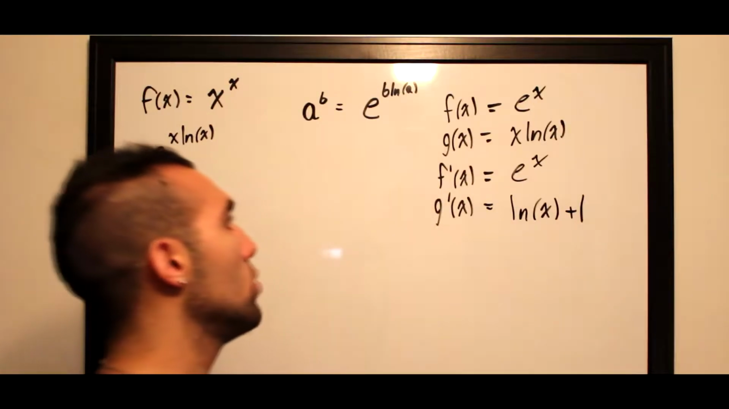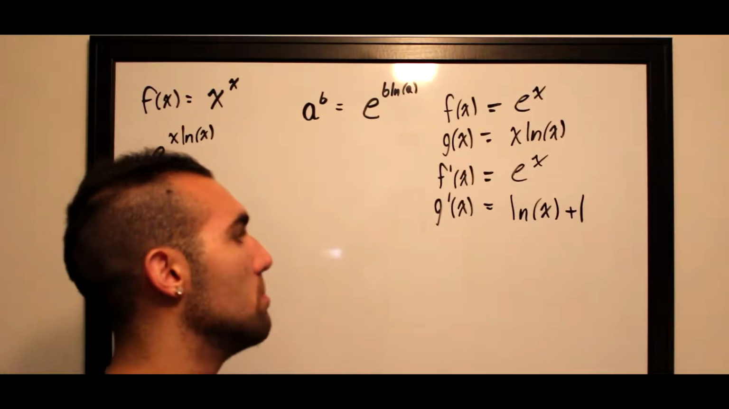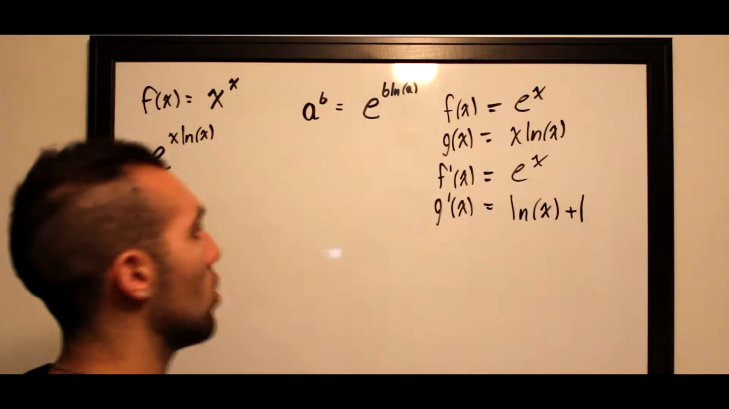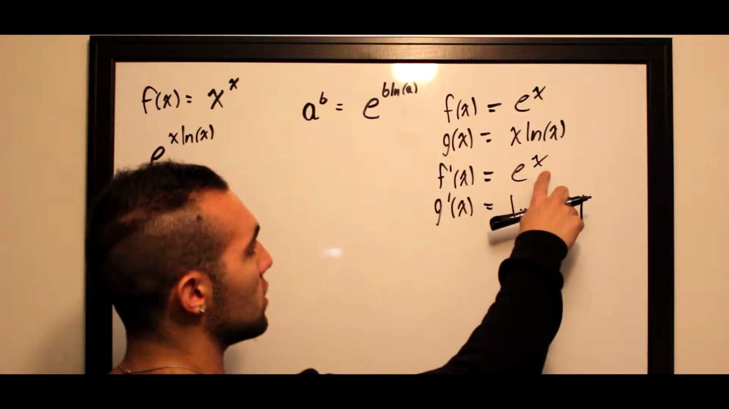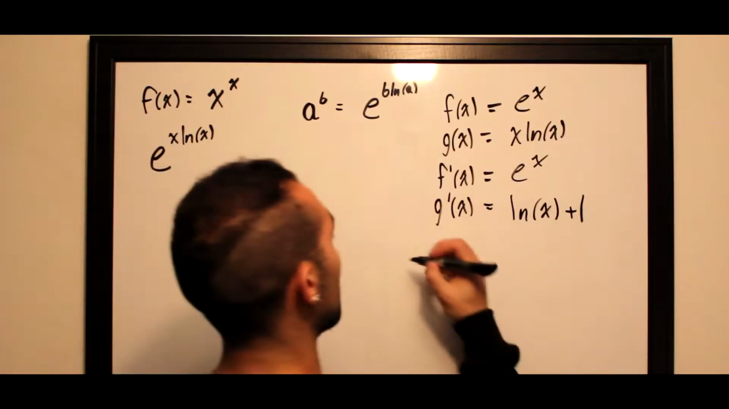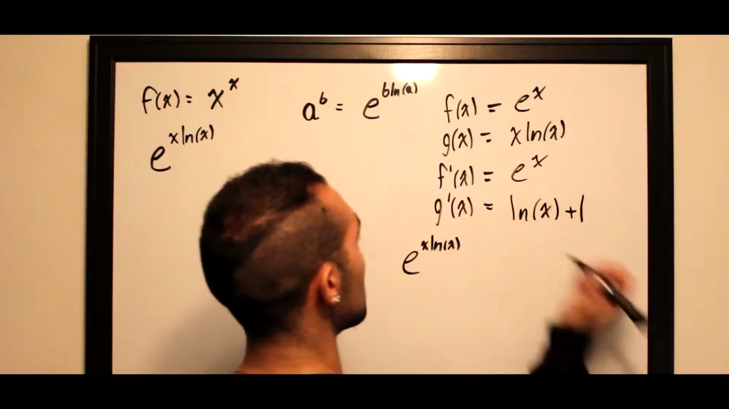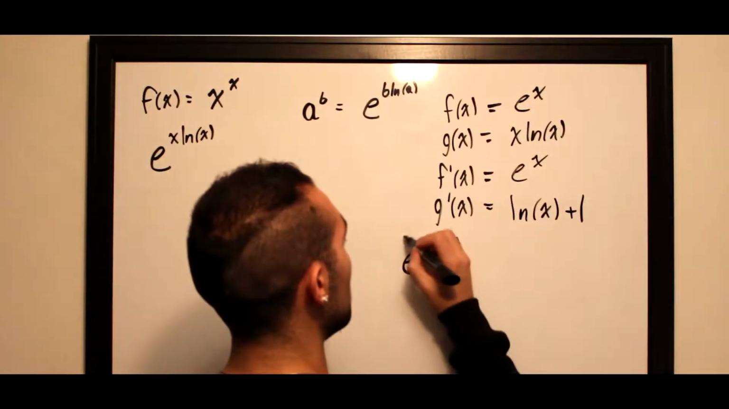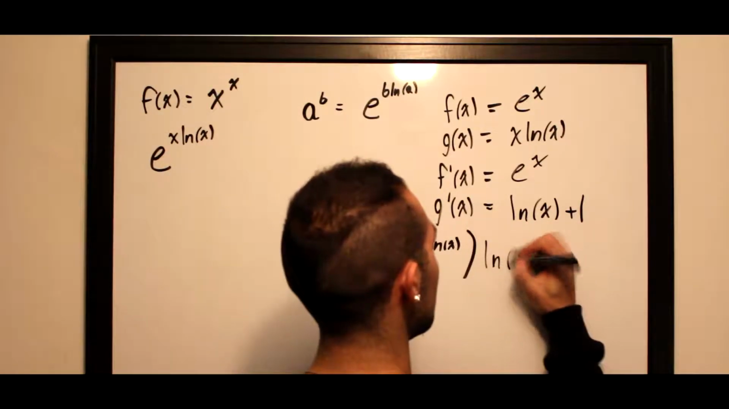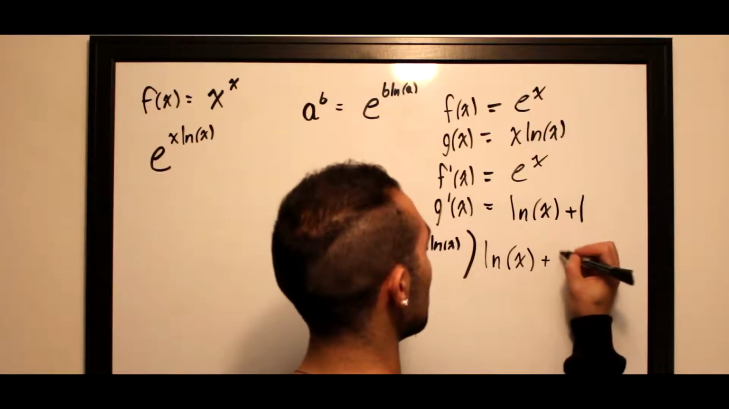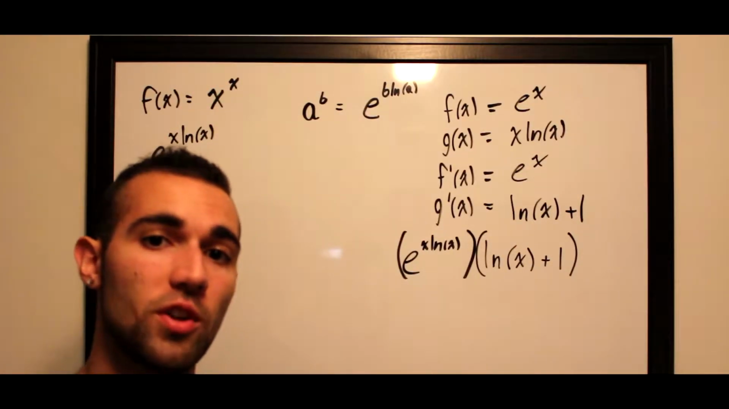So now all we need to do is take f prime, plug in our g, and then multiply the entire expression by g prime. So wherever we see x here, we will substitute in our g. So this will become e to the x ln of x multiplied by g prime, which is ln of x plus 1, all in brackets.